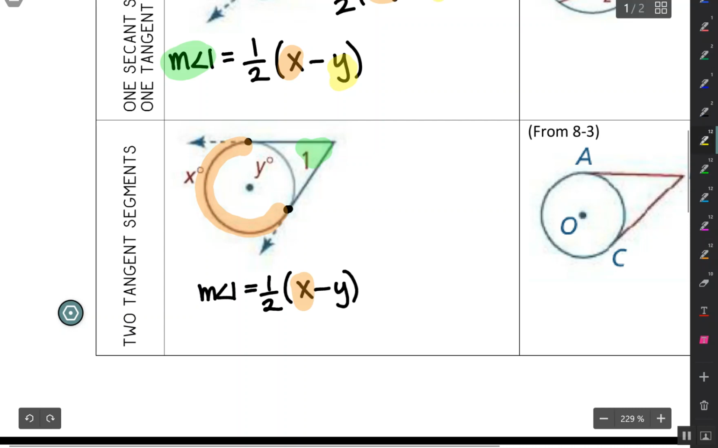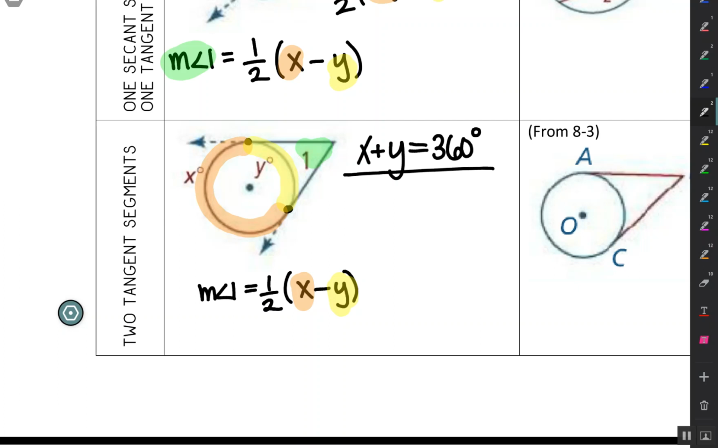and our little arc. But one really important difference here is that the big arc and the little arc will make up the entire circle. So in this case, x plus y will be 360 degrees. This is an important idea to keep in mind, because you often have to use that in this case. But the formula is the same.